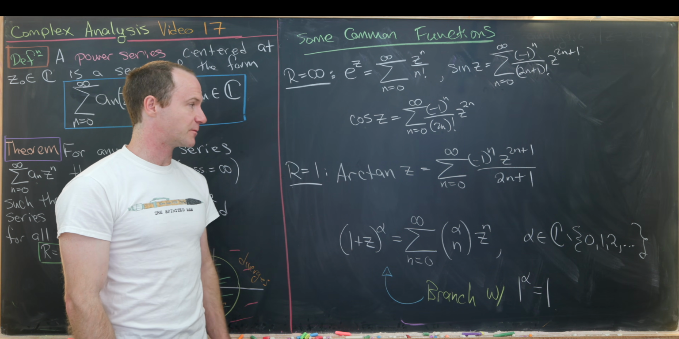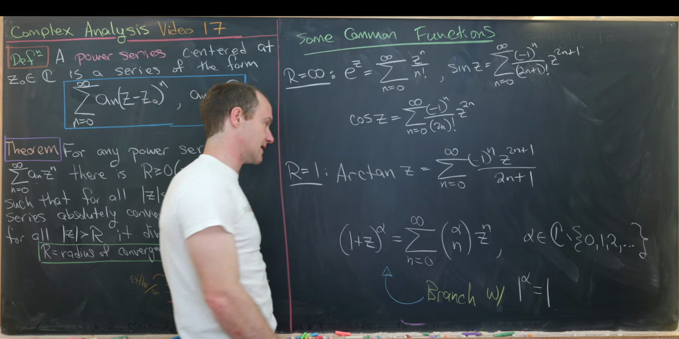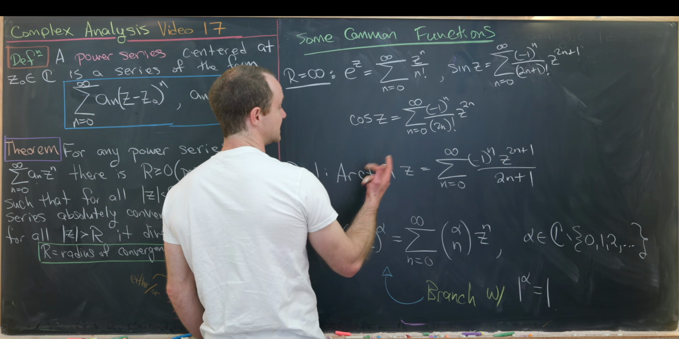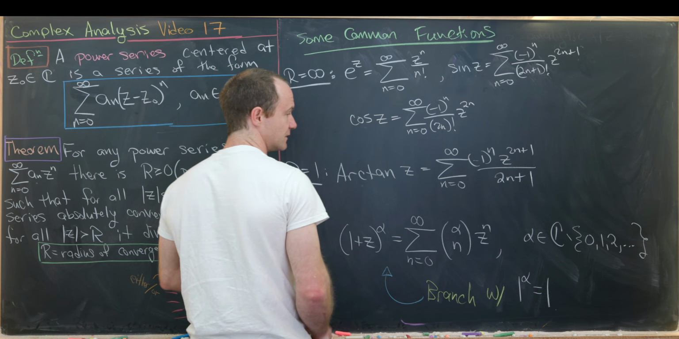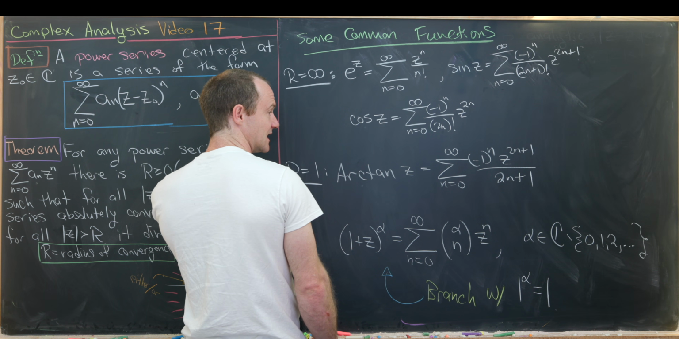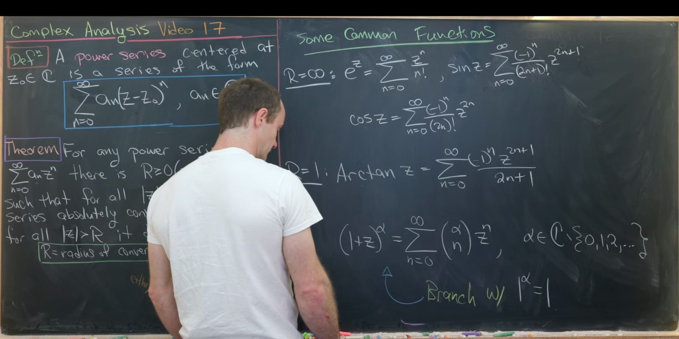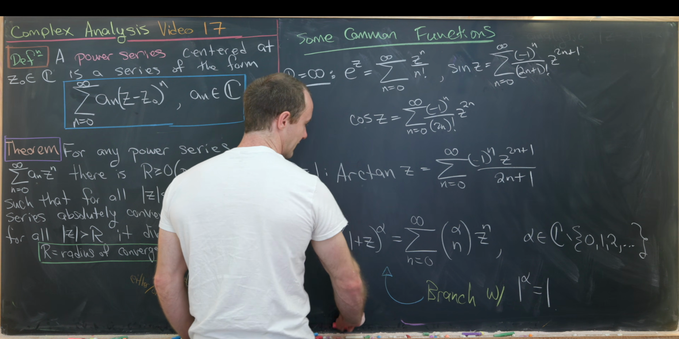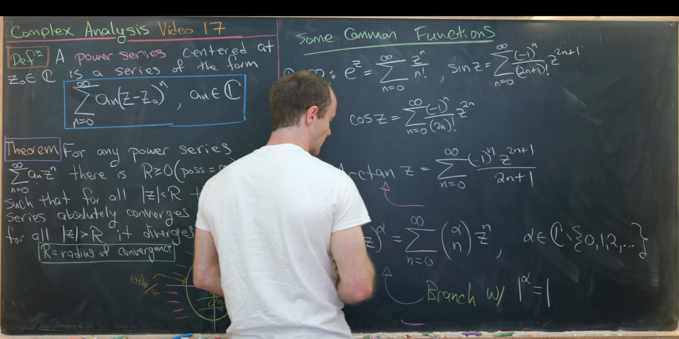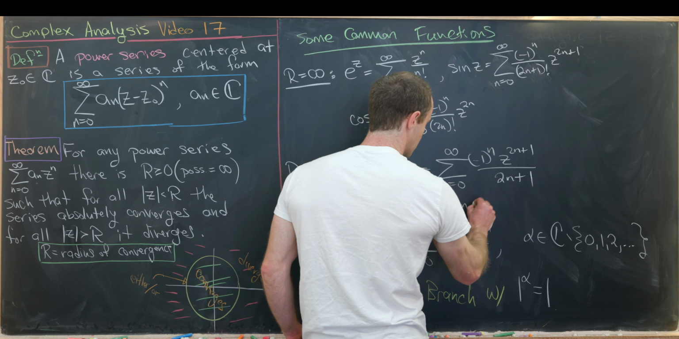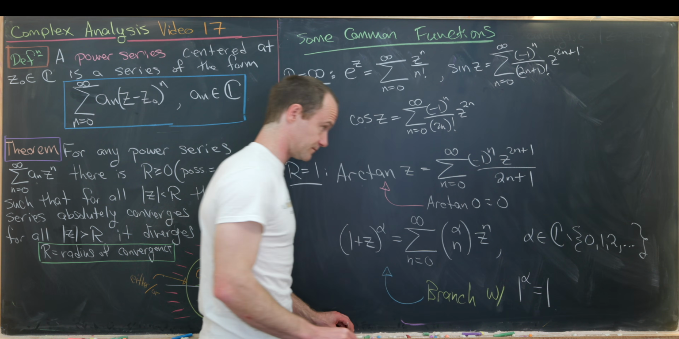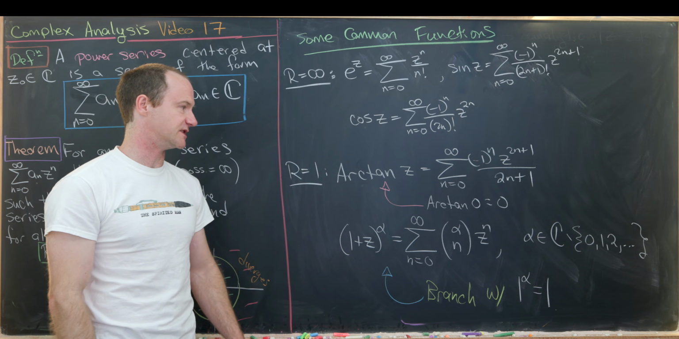The first is the principal branch of the arctan, and that will be the arctan of z, the inverse tangent of z, which is the sum as n goes from 0 to infinity of (-1) to the n, z to the 2n plus 1 over 2n plus 1. And I'd like to point out that this is the principal branch in that we have arctan of 0 equals 0. And that's how we get those two series to match.